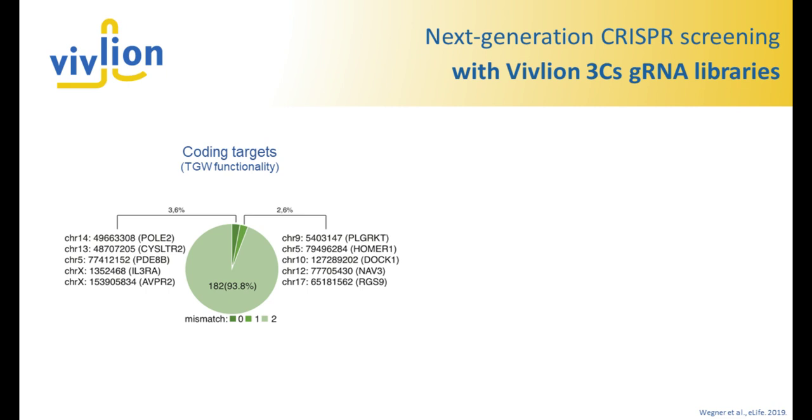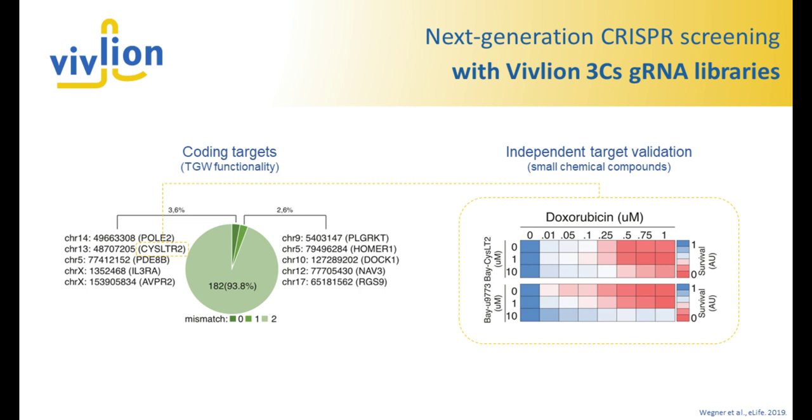Why is it so interesting? Well, there are 2 chemical compounds available targeting this gene or protein, shown here on the right side and called BayCysLT2 and BAY-u9773. We take those compounds and titrate them into increasing concentrations of doxorubicin. What we could do is basically reverse the toxicity of doxorubicin, chemically validating our findings here.